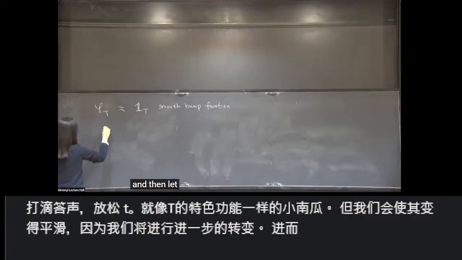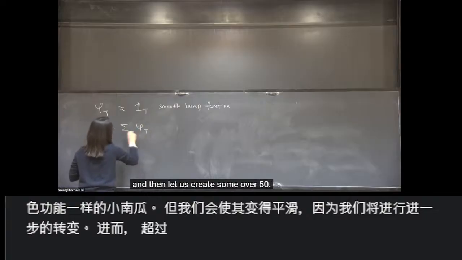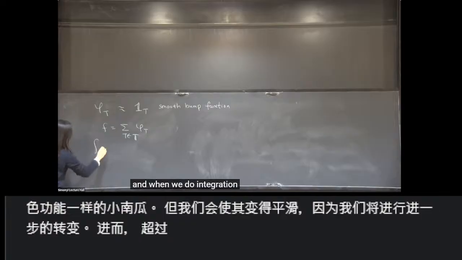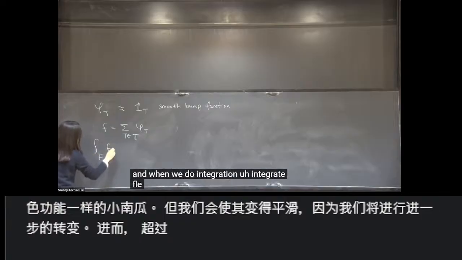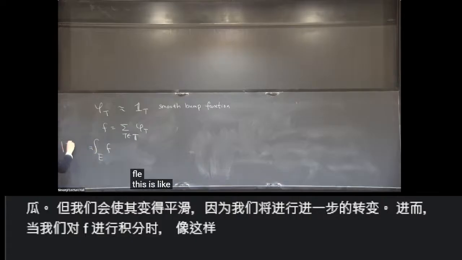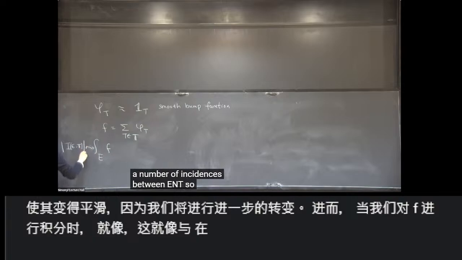And then let F be the sum over phi T. And when we integrate F on E, this is related to the number of incidences between E and T. So maybe up to some scaling factor, but these two are almost the same.